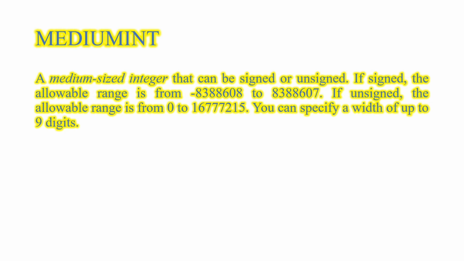Next type of data type is medium int, a medium size integer that can be signed or unsigned. If signed, the allowable range is from -8388608 to 8388607 positive. If unsigned, the range is from 0 to 16777215. You can specify a width up to 9 digits.